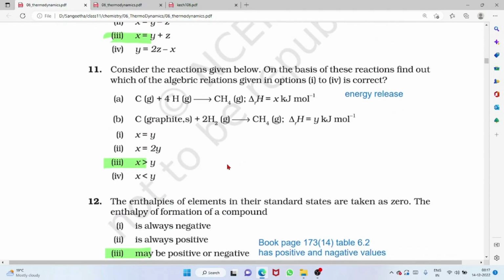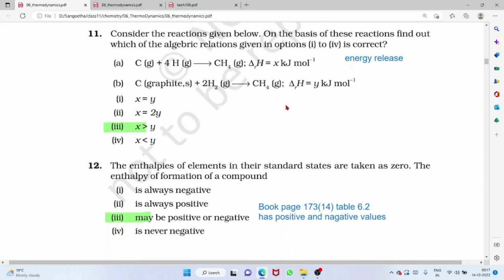Consider the reactions given below. On the basis of these reactions, find out which of the algebraic relations given in options 1 to 4 is correct. So here X will have more energy released, because there is no bond breaking here, but here there is bond breaking and it will absorb energy, so the energy released is less here.